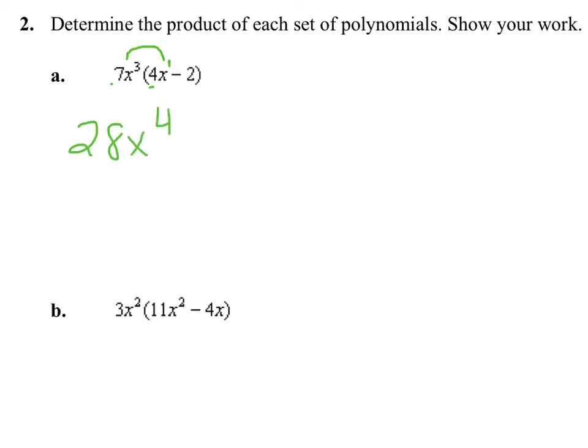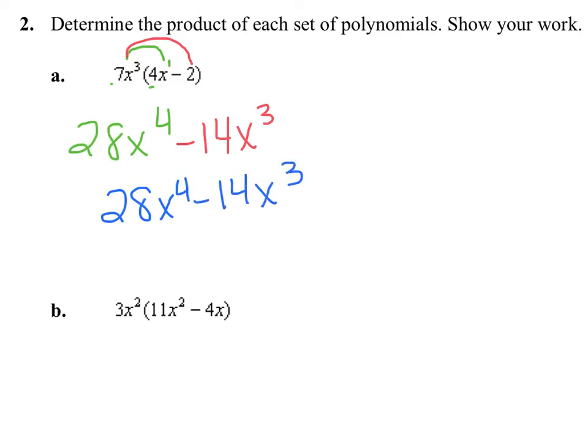And then the next one is 7x cubed times negative 2. So that would be a negative 14x to the 3rd. This time our exponent didn't change because the 2 did not have an exponent. Therefore, we didn't need to worry about changing the exponent. And this would be your answer.